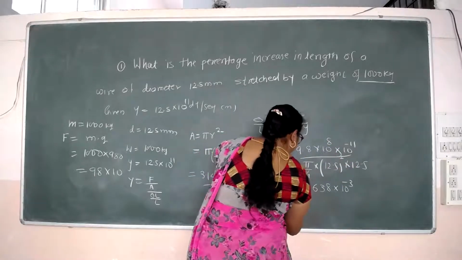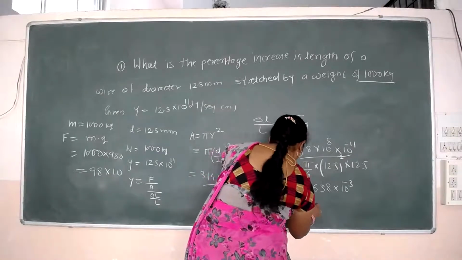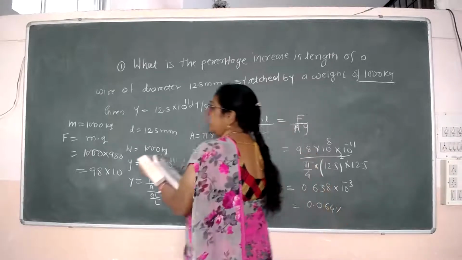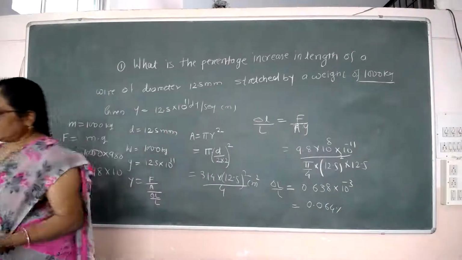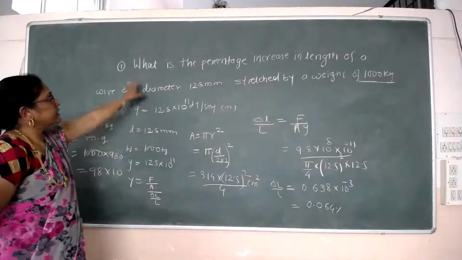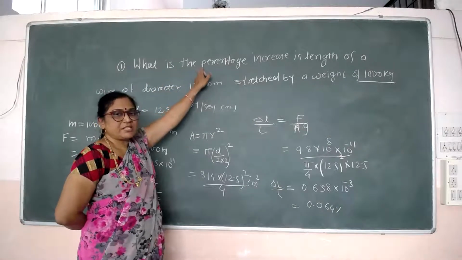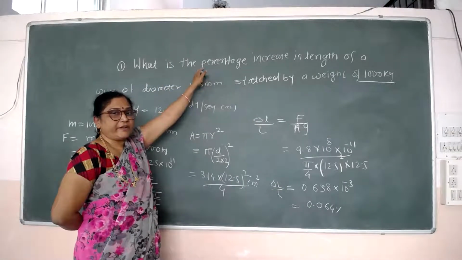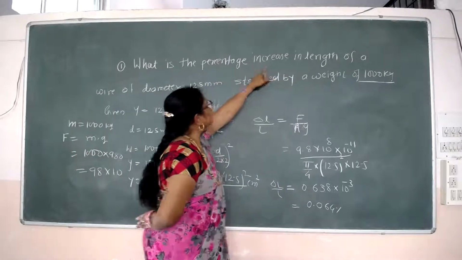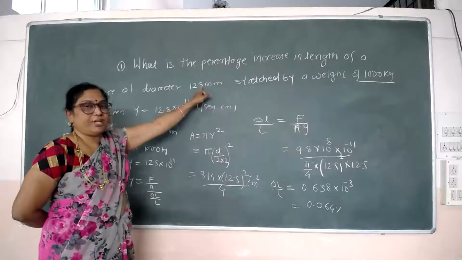So this in the form of a percentage divided by 100 means 0.064 percentage. So in this step we calculate the answer, that is the change in percentage length. In this type of question, what is the percentage? Percentage means find out the answer and divide it by 100.